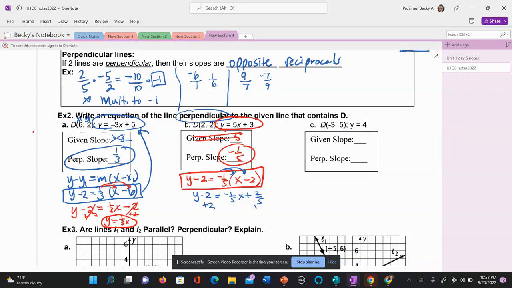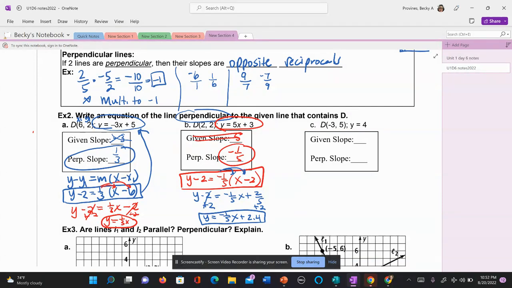Now, I'm not finished. I have to add the 2 over. So this is y equals -1/5 x plus, and I mean, it's just 2 2/5, which is 2.4, if that helps you. And you could use a calculator. It's fine.